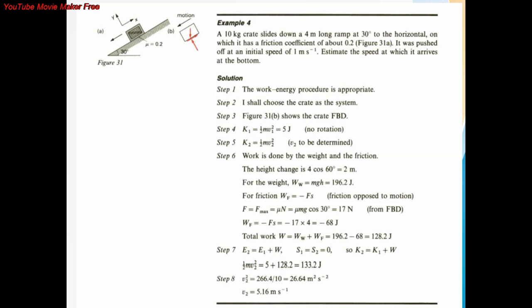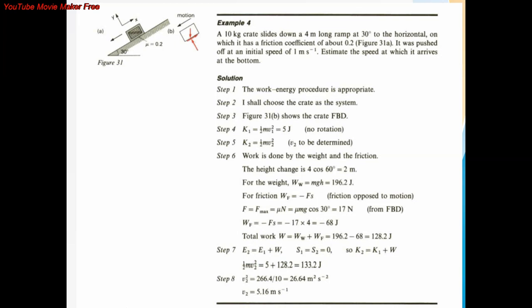Now the numerical here is: a 10 kg crate slides down a 4 meter long ramp at 30 degree to the horizontal, on which it has a friction coefficient of about 0.2. It was pushed off at an initial speed of 1 meter per second. Estimate the speed at which it arrives at the bottom.